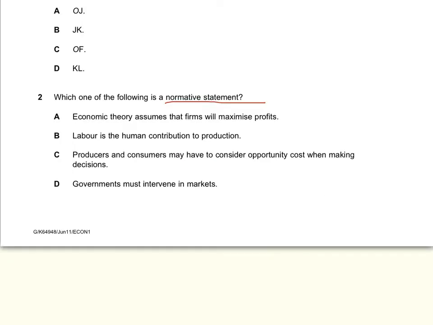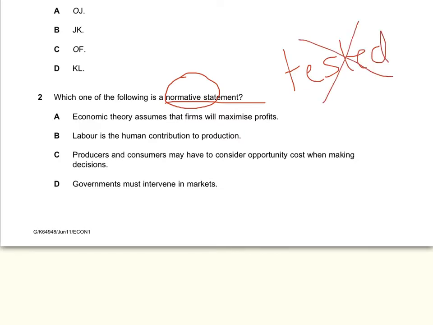Question 2, I've highlighted the key term, so the key syllabus area, which is to do with positive or normative statements. If you go back to Unit 1, Week 1, you remember that normative statements are statements usually of opinion that cannot be tested. So if we look at the options, there's a number of statements of fact. The only one that cannot be tested and therefore is normative is D. Some people would agree with it, other people won't agree with it.